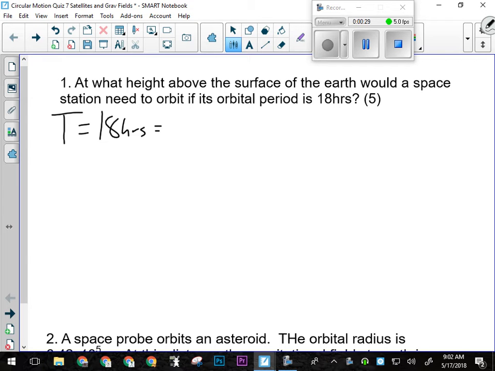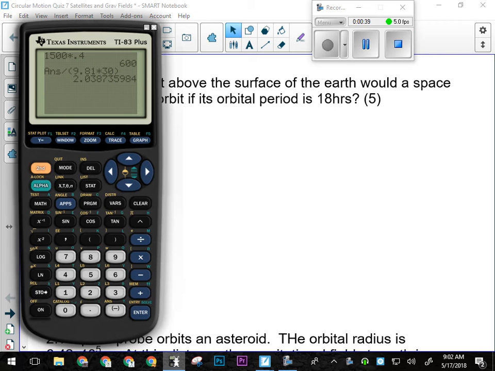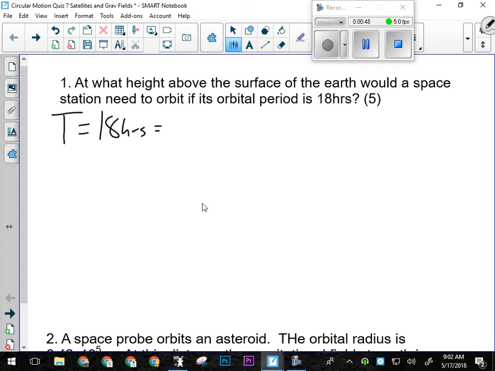I can't use Kepler here. Do I have the period of another object orbiting the Earth? Okay. Besides, that's not going to get me the distance above the Earth's surface anyway. So I need to first convert this number to seconds. So I'm going to take 18 and multiply it by 3600. And so we have 64,800 seconds.